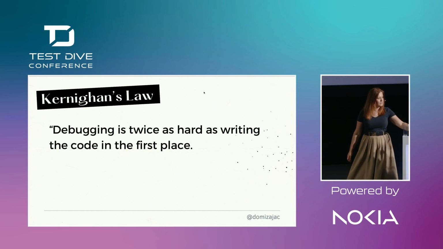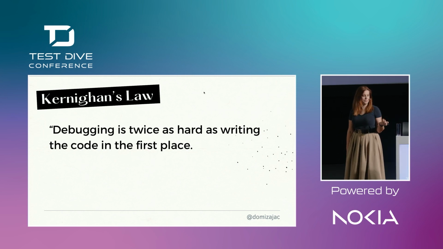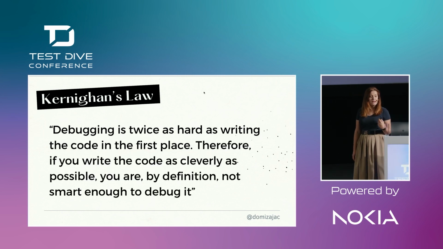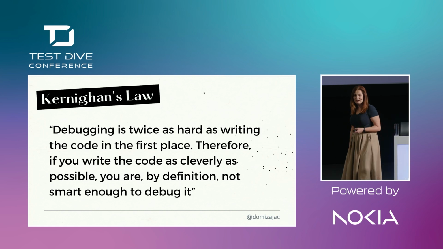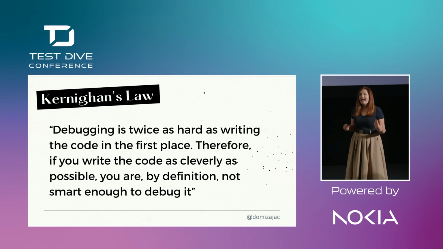What is even more interesting, there's a second part of this law. So if you write the code as cleverly as possible, you are, by definition, not smart enough to debug it. And writing this super clever and hacky code was fun, but it was super difficult to maintain in the future. What's worse?